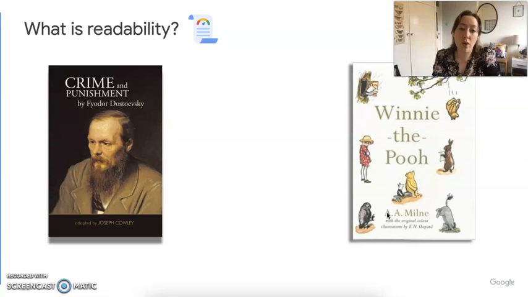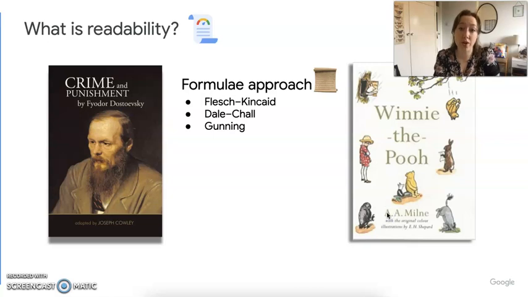So to start off with, what is readability? Readability is all about how difficult a text is to read. If you look at these two examples here, we have Crime and Punishment by Dostoevsky and Winnie the Pooh, which is a children's book. And there are different features of these texts that make one more difficult to read or a more advanced level than the other. When people first started trying to quantify readability, they started off by using formula-based approaches.